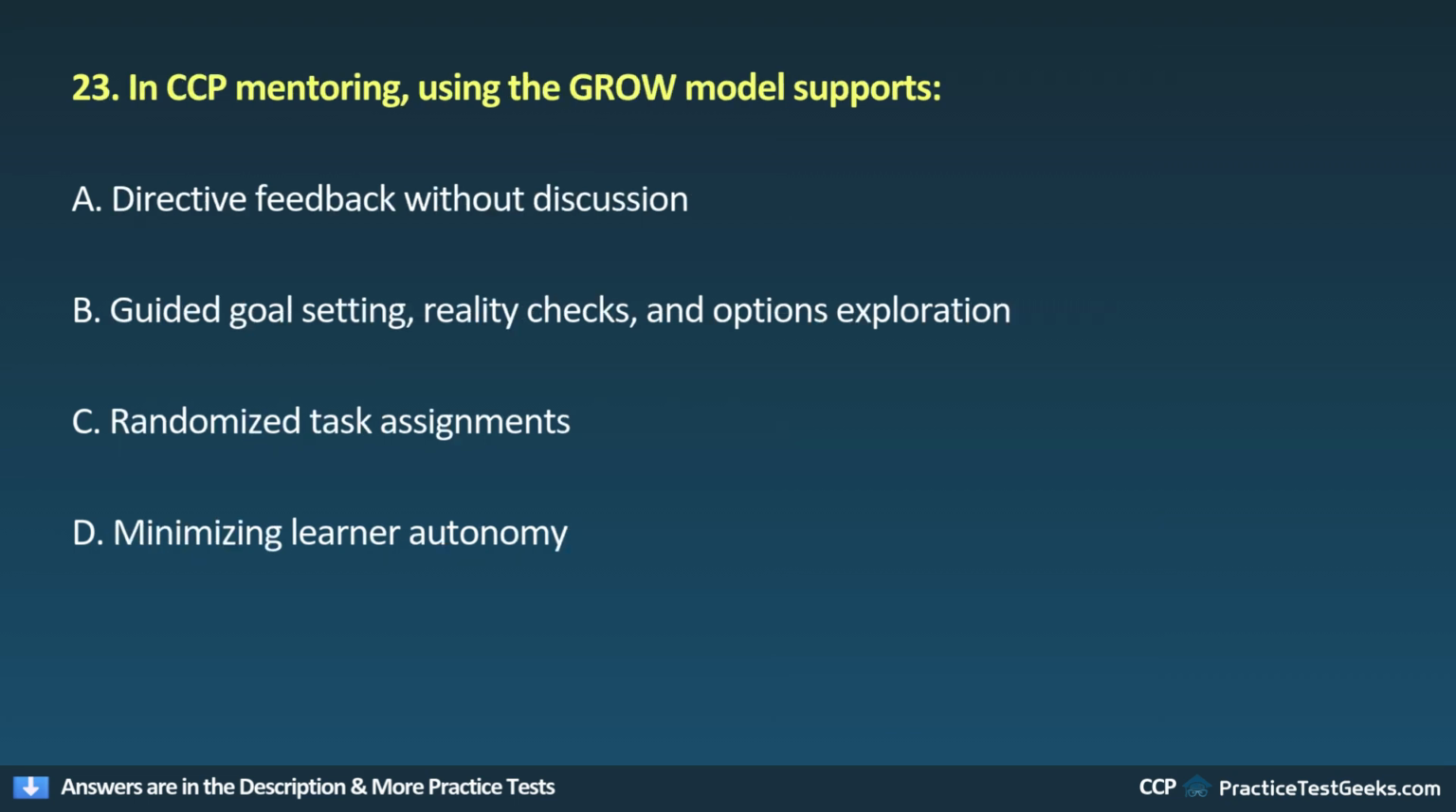23. In CCP mentoring, using the GROW model supports A. Directive feedback without discussion. B. Guided goal setting, reality checks, and options exploration. C. Randomized task assignments. D. Minimizing learner autonomy.